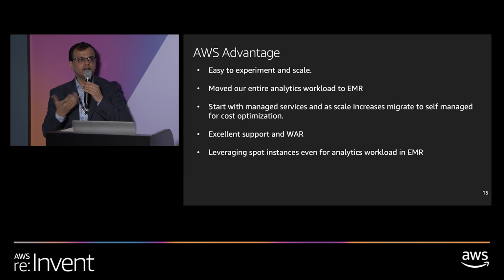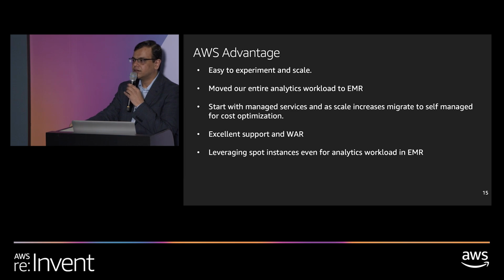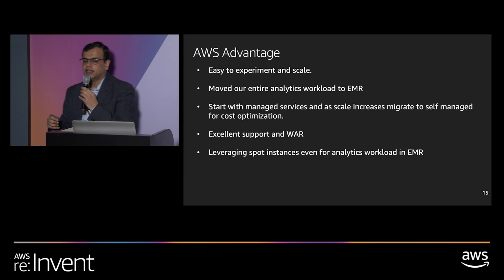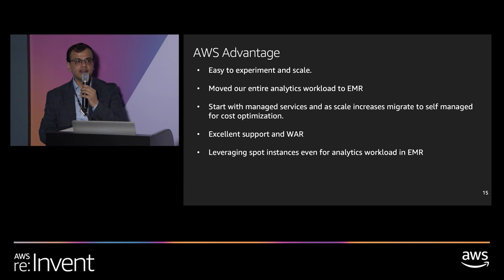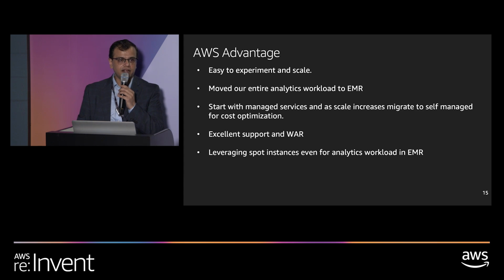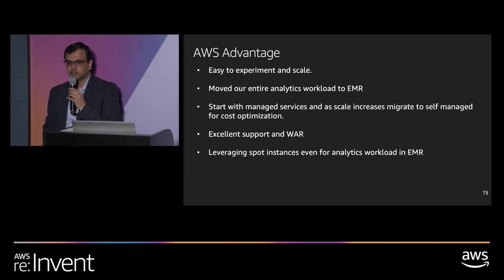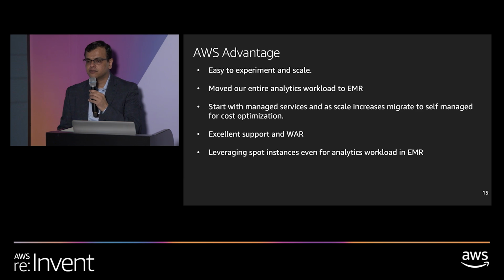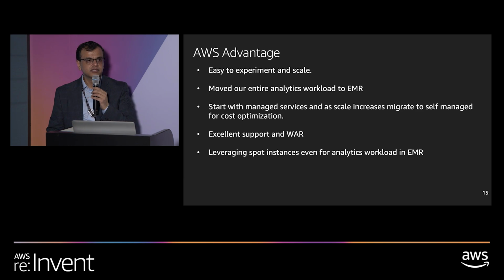Cool. AWS advantage, I think for us, it has been really easy to do experimentation and scale our operations because we can literally start with a very small example, a POC, and then we can scale it out. We have moved all of our analytics workload to EMR. Earlier, we were running on-prem Hadoop clusters for this, and it was a nightmare. We've been running all of that on EMR, and lately we have even been able to use Spot instances for that, which makes it much easier and very cost efficient for us.